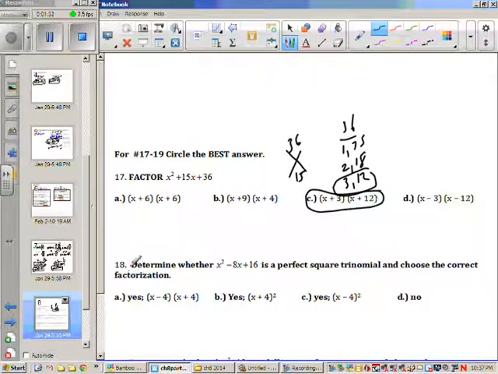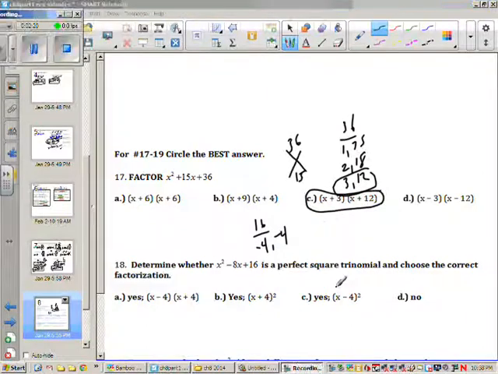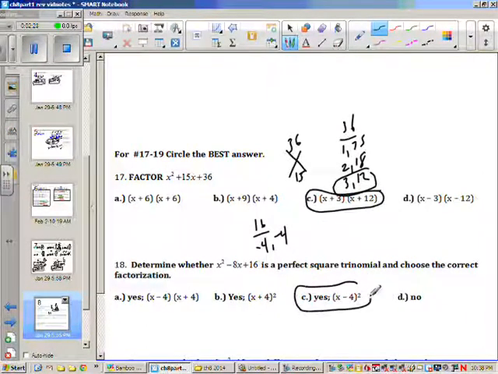The answer is C. For 18, similar way, the factors of 16 that add up to negative 8. When we get done, we see that negative 4 times negative 4 multiply to a positive 16 and add up to negative 8. And the question says, is this a perfect square trinomial? Can it factor into a single binomial square? And the answer is yes. X minus 4 times x minus 4 can be written as x minus 4 squared.